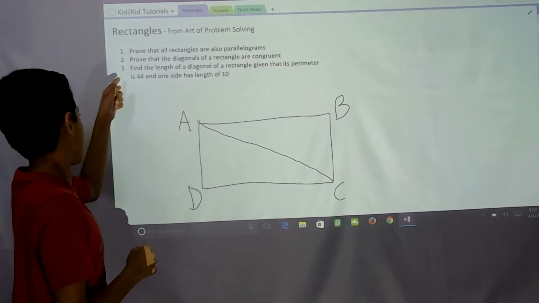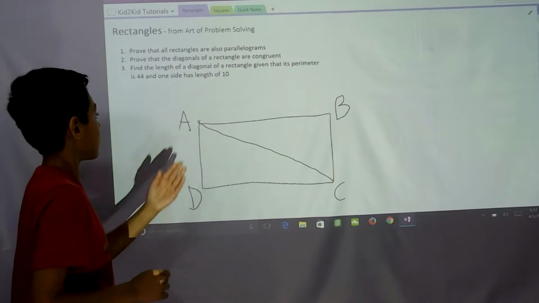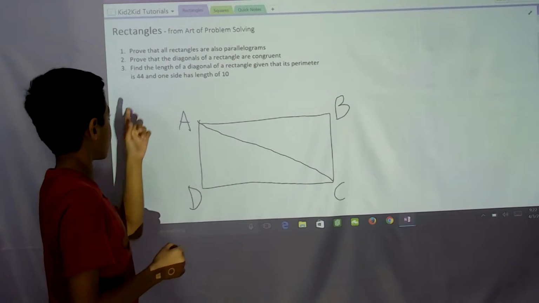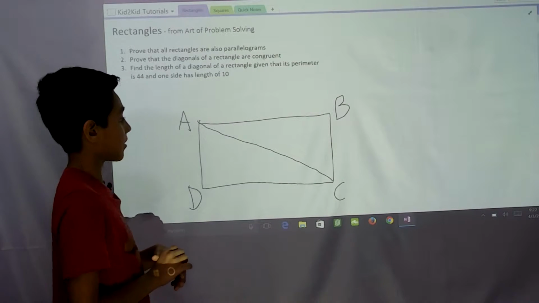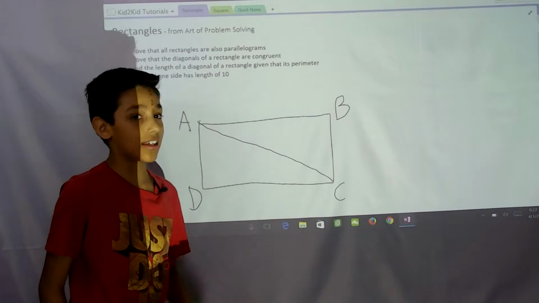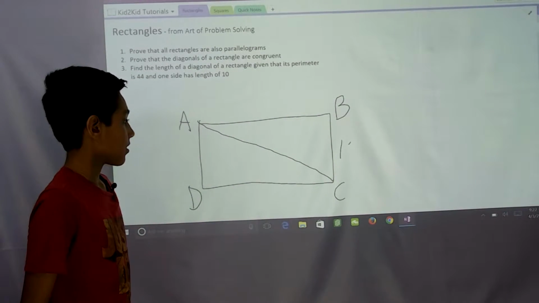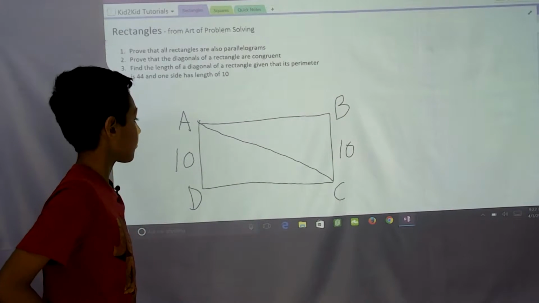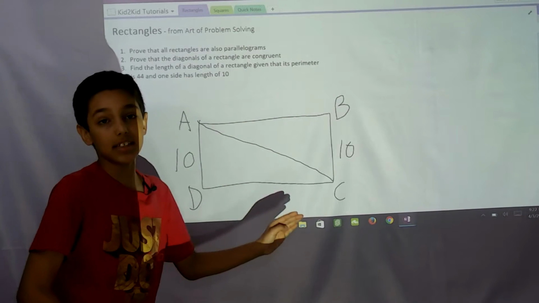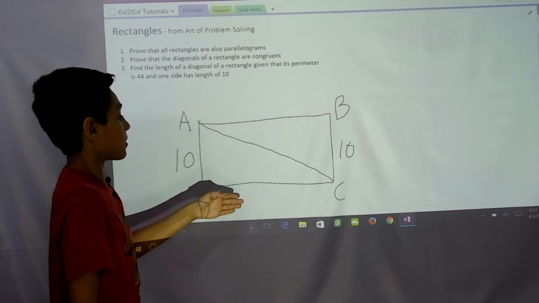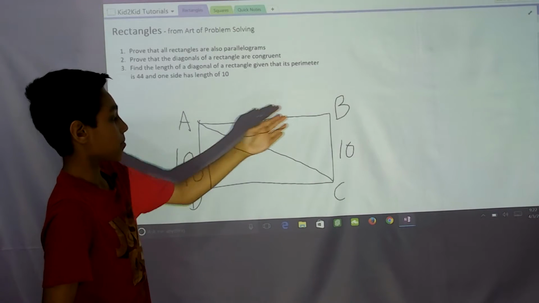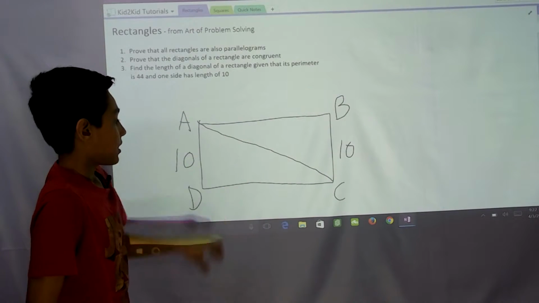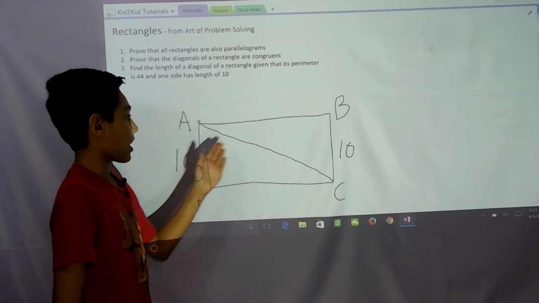So now let's go on to 3. Find the length of a diagonal of a rectangle given that its perimeter is 44 and one side has a length of 10. So let's say this side has a length of 10. So this side must also have a length of 10 since these two are congruent. And since AB is equal to DC, we know that these both can be named AB. So these are the same lengths, so we can name them the same. So AB and AB.